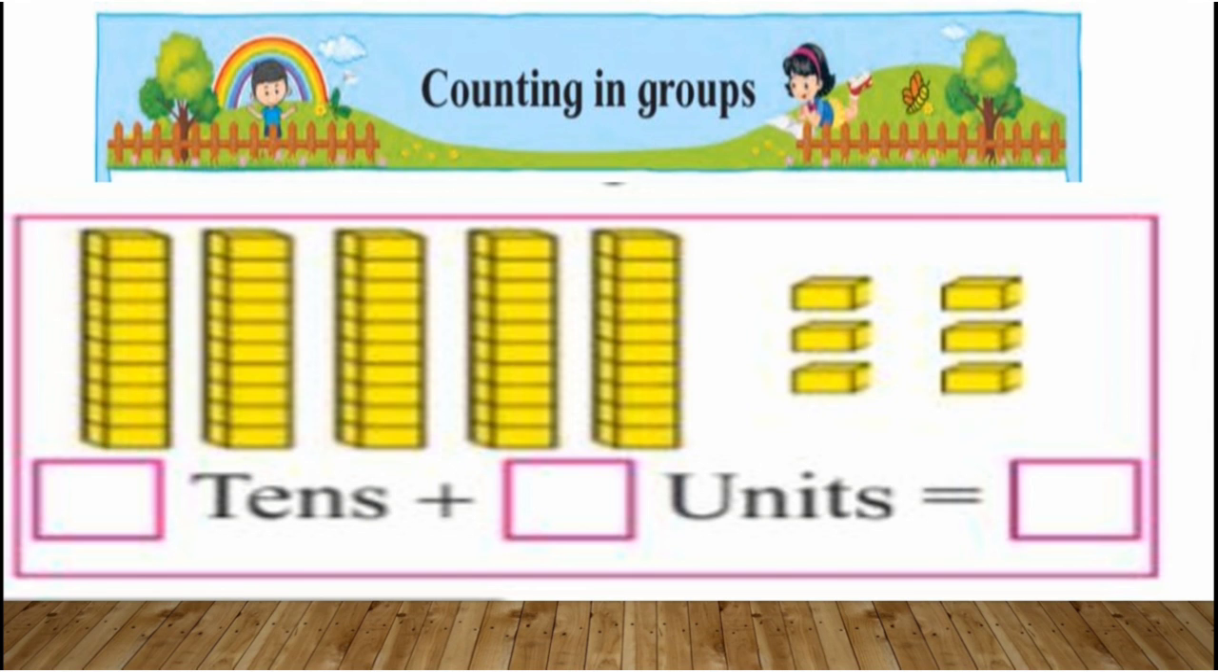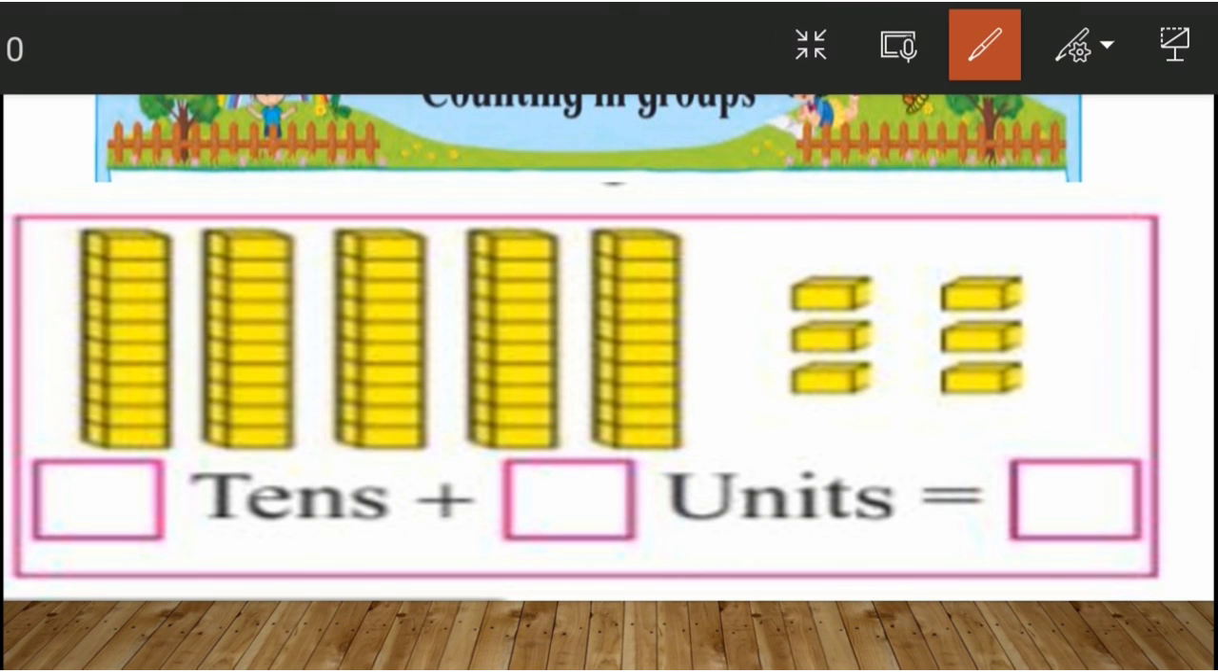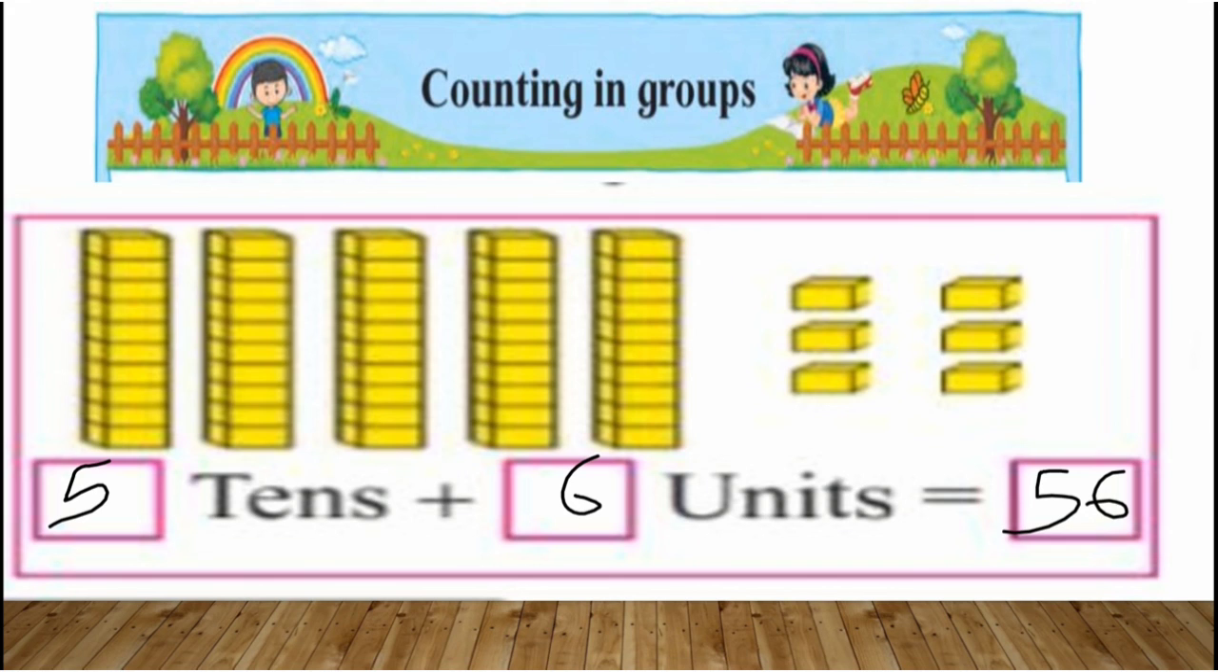So 1 ten means 10. 1 ten, 2 tens, 3 tens, 4 tens, 5 tens. And how many units? 1, 2, 3, 4, 5, 6 units. So we can write here 5 tens and 6 units, and what is the total? 56. We can write this. This type we can solve, we can count in groups, students.